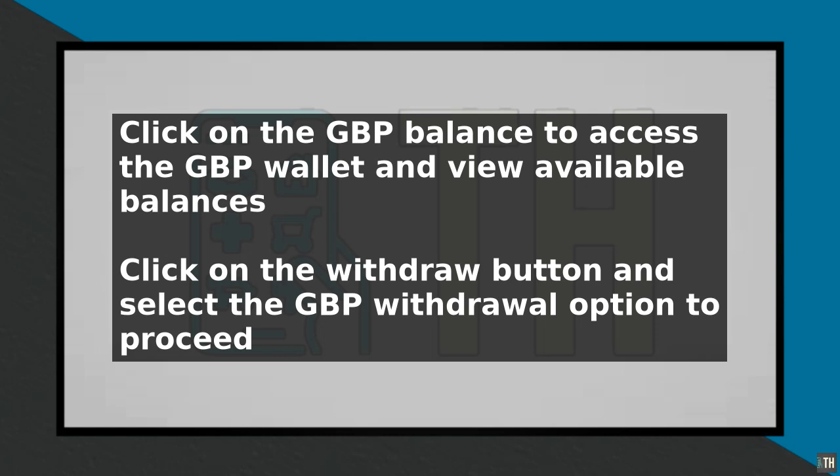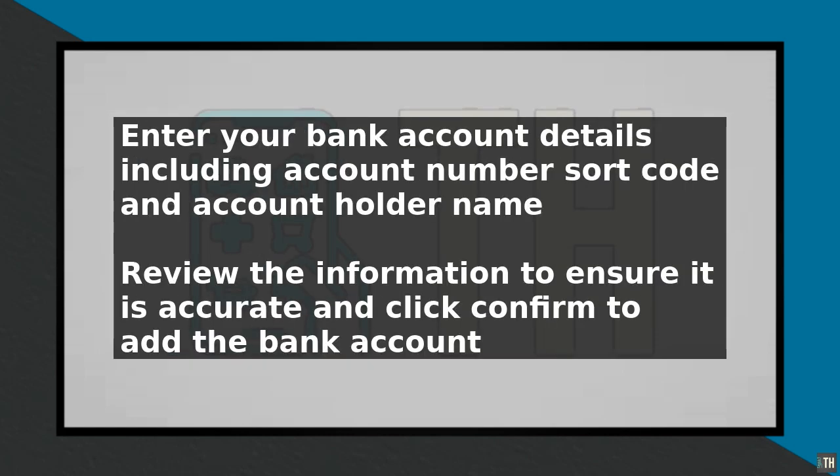You will be prompted to add a new withdrawal method, which in this case is a bank account. Click on the Add Bank Account button and enter your bank account details, including the account number, sort code, and account holder name. After entering your bank account details, review the information to ensure it is accurate. If everything is correct, click Confirm to add the bank account. Your bank account will then be linked to your Crypto.com account, and you can proceed with the withdrawal.